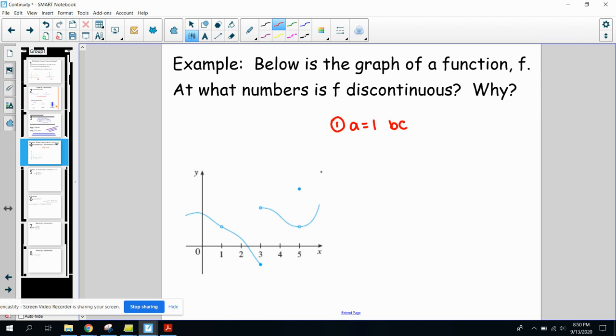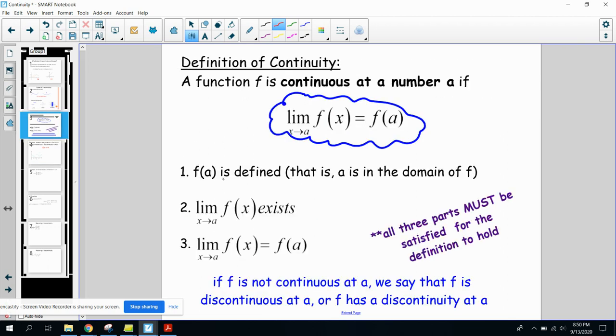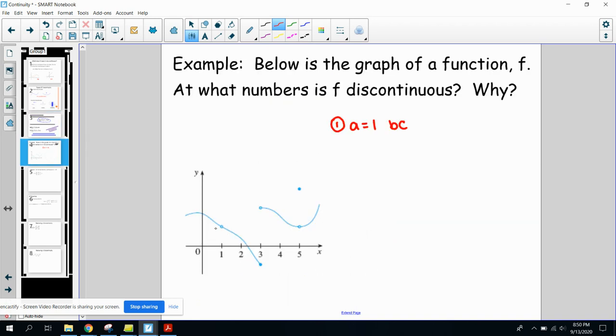And why is that discontinuous? Well, looking at our three reasons again, that is actually because f of a is not defined. It's not in the domain. Since there's a hole here, the function evaluated at 1 doesn't exist. So we'll say because f at 1 is not defined. Then we move on to our second point of discontinuity.